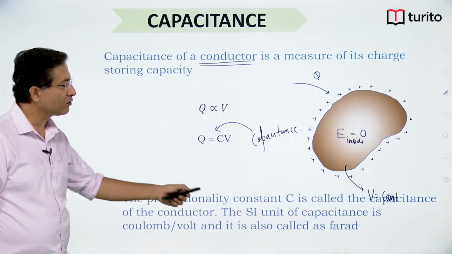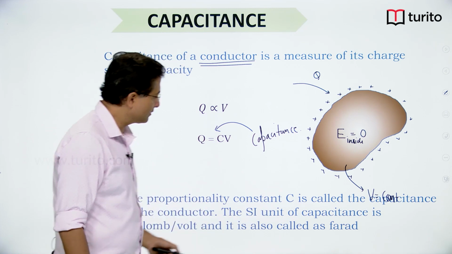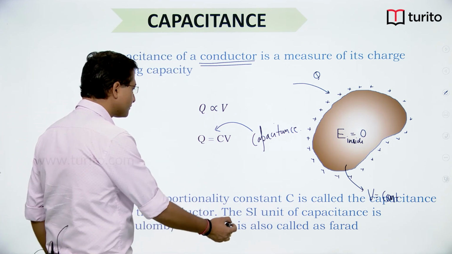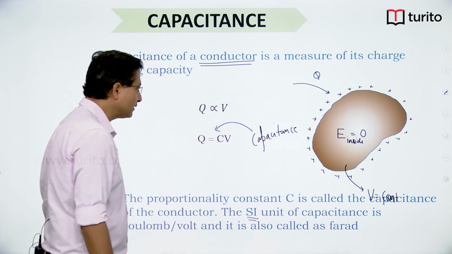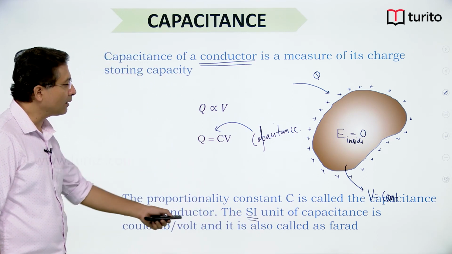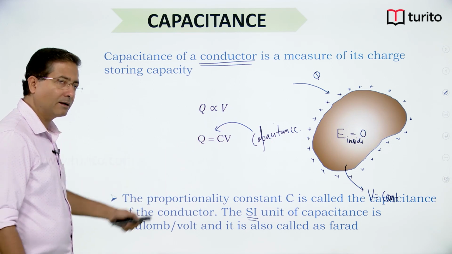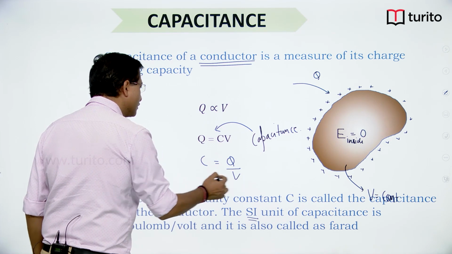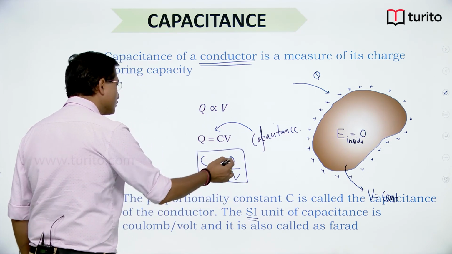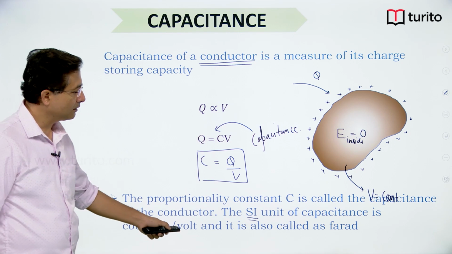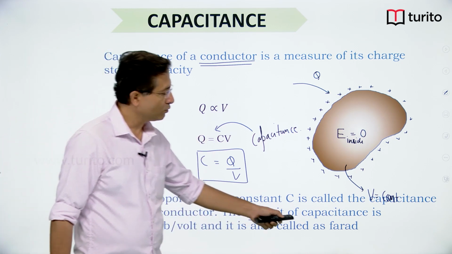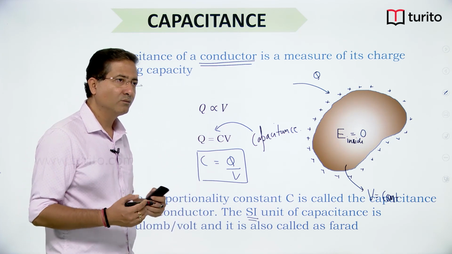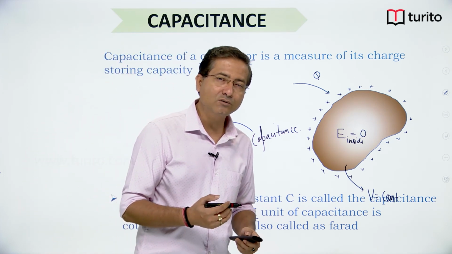So, the proportionality constant C is called the capacitance of the conductor, and the SI unit of capacitance is Coulomb per volt. You can see from here I can write C is equal to Q by V. So, this is Coulomb per volt, and it is also called farad. So, capacitance will be given in the SI unit farad.